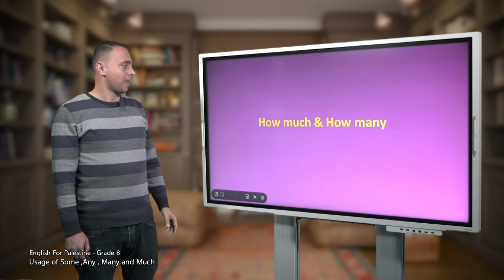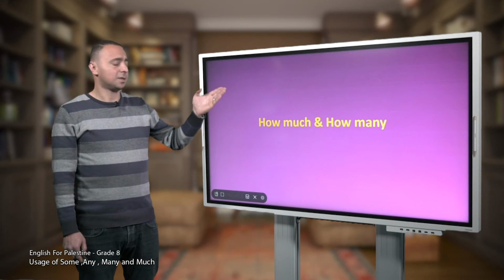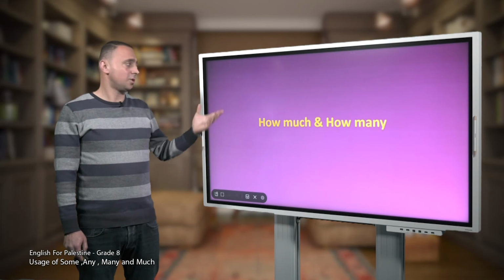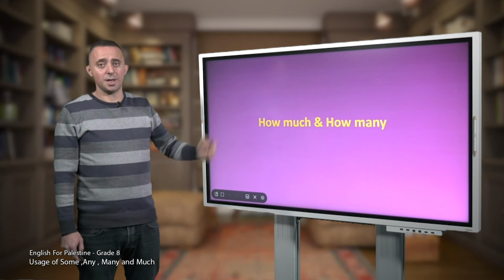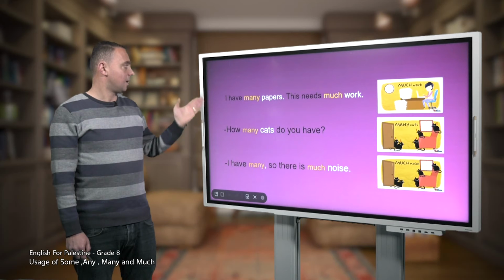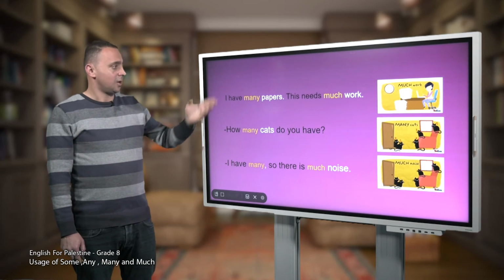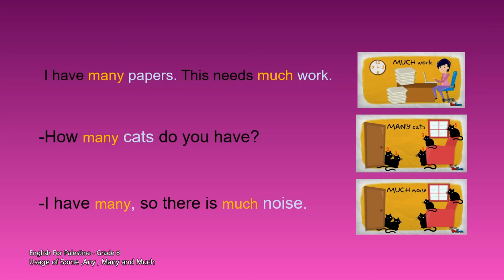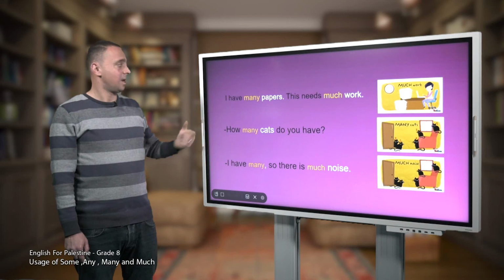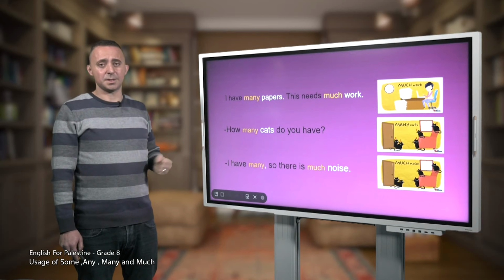Let's continue. What about how much and how many? When do we use how much and how many? Let's see. We have examples with pictures. Look at the picture, dear students, and the speaker says, I have many papers. Notice we have the word many, which is followed by papers.